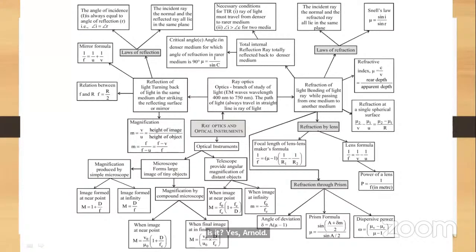Anybody? Yes, Mohan is saying yes. Actually, we cannot see light. Sorry to say that. We cannot see the light. We can only see the effect of light. Clear? We can only sense the effect of light. To see and to sense are different.